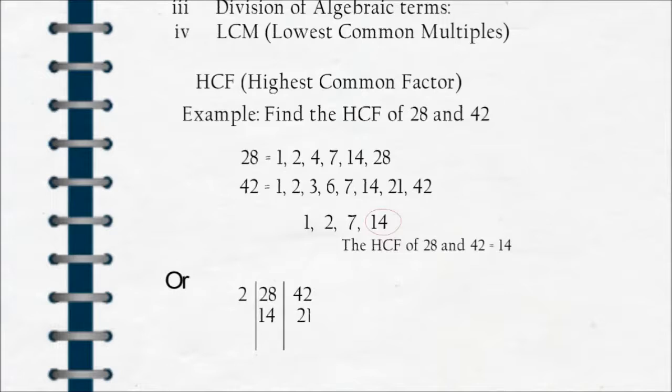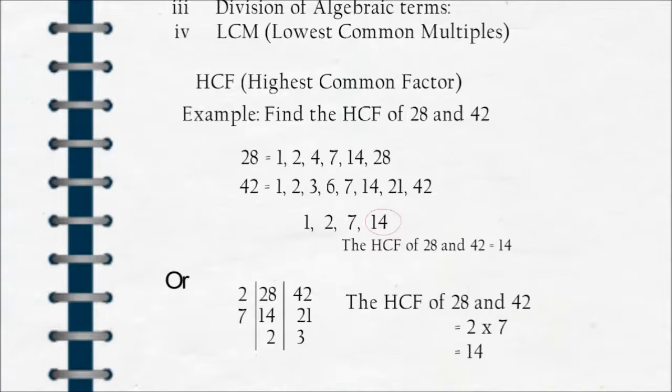Then we look for the next factor that is common to both of them. That would be 7. 7 would divide 14, we have 2, and 7 will divide 21 and we have 3. So therefore, the HCF of 28 and 42 would be 2 multiplied by 7. That will give us 14. Now, same as what we got in the first step we took.